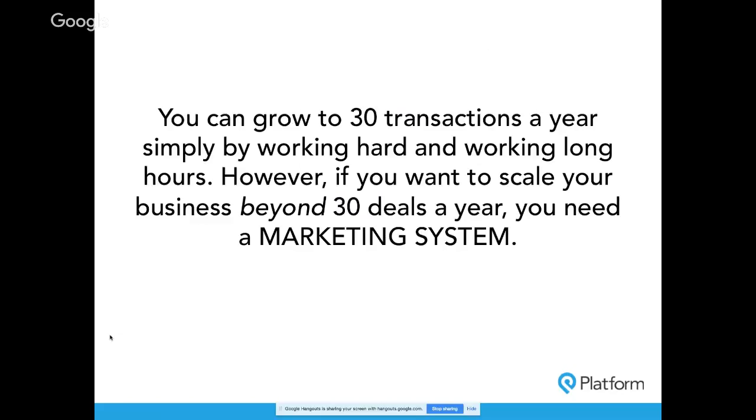And I didn't realize what was causing this, and obviously it's not 30 on the dot, so it could be 28, it could be 31, it could be 34, but right around 30 closings a year, most agents hit this plateau in their business and they just stopped growing. And then all of a sudden it hit me. I had this light bulb moment, right?